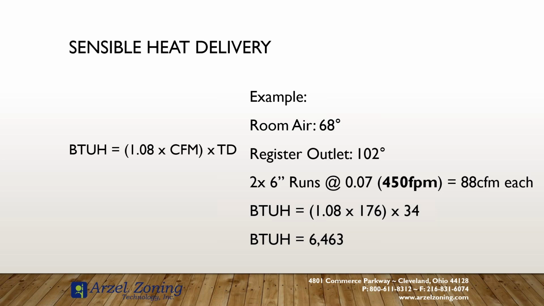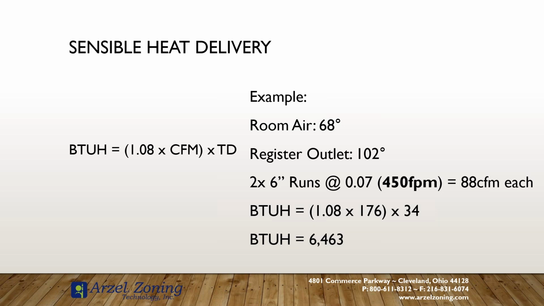So I have two 6-inch runs, each one's got 450 feet per minute coming out of them. That's 88 CFM each, so I've got a total of 176 CFM. 1.08 times the 176 multiplied by my temperature difference, so 68, 102, that's a 34-degree difference, gives me a BTU delivery of 6,463. So if my ductwork's designed perfect, everything is operating at optimal conditions, this is what I'm actually delivering into that area. But we know that that's really not what's happening.